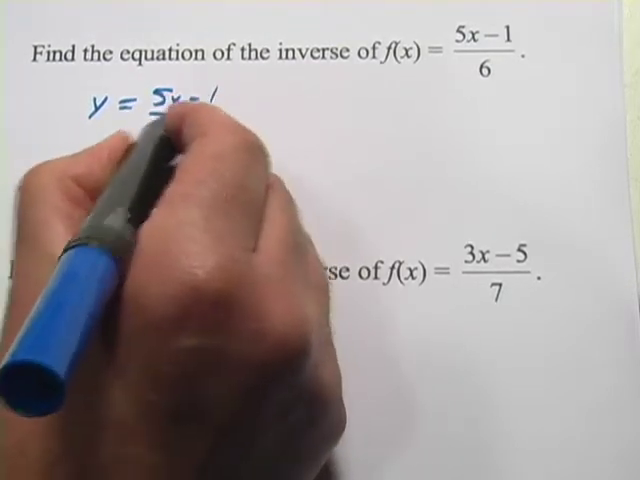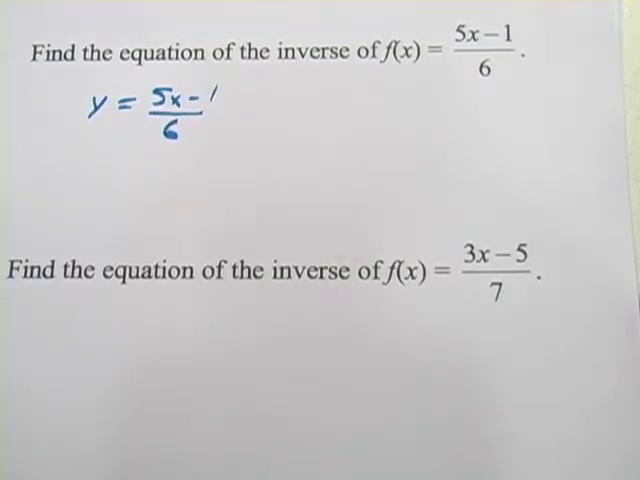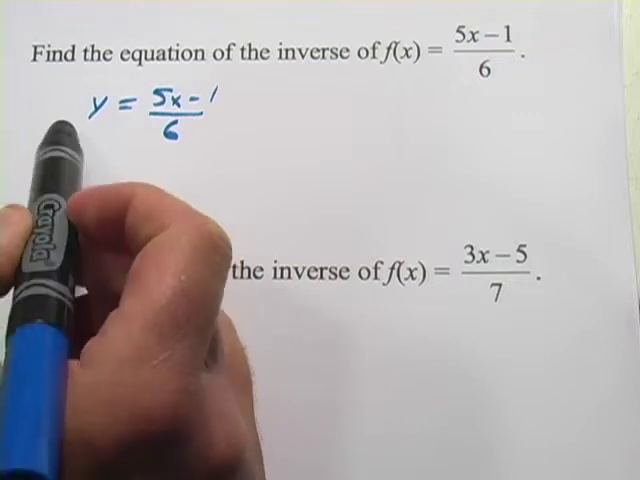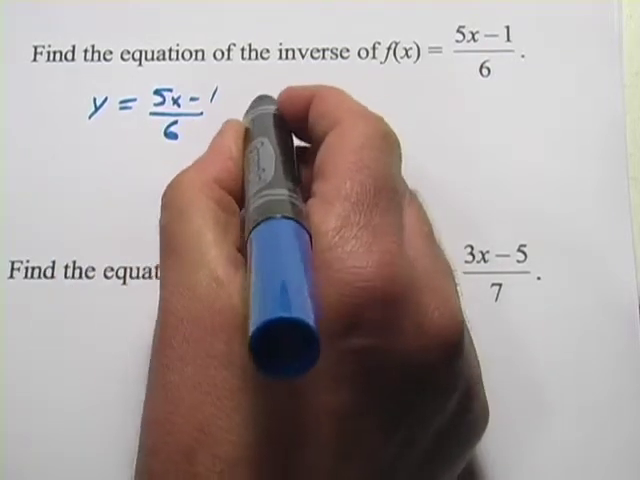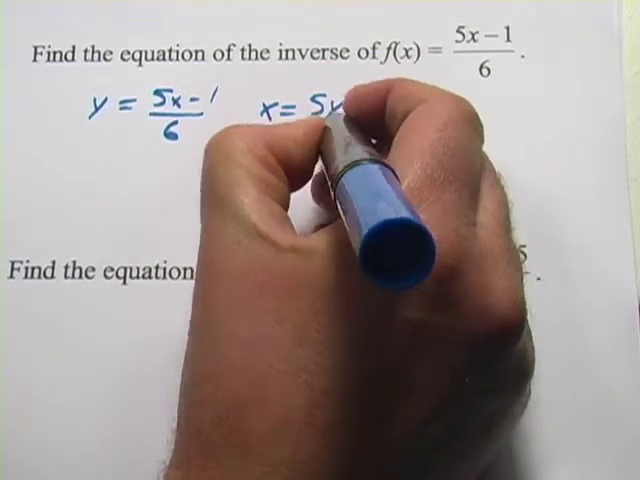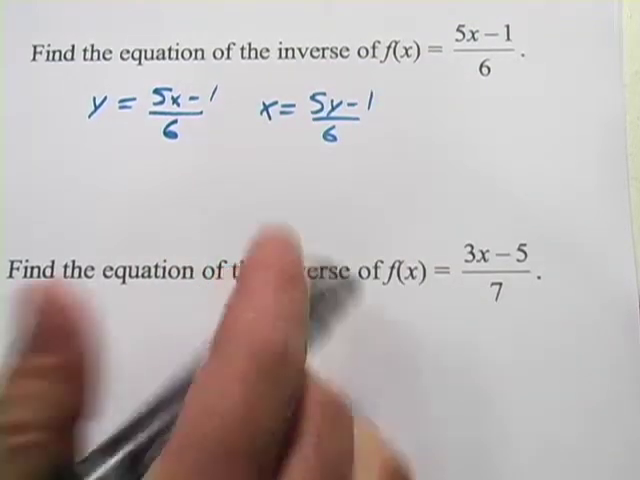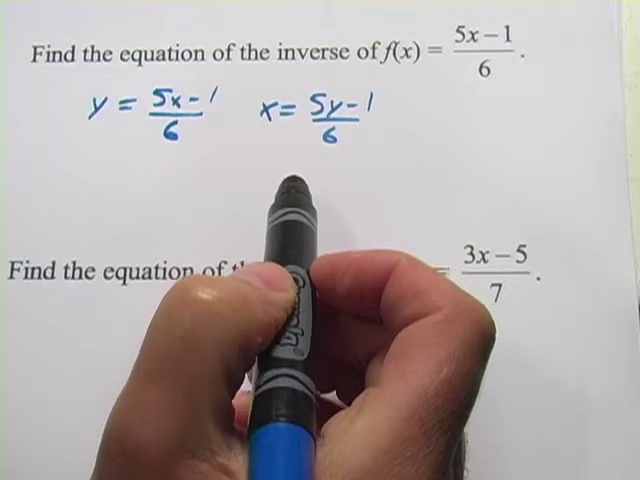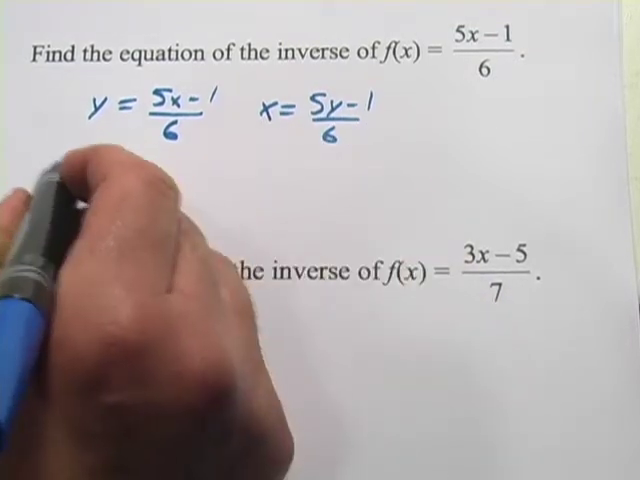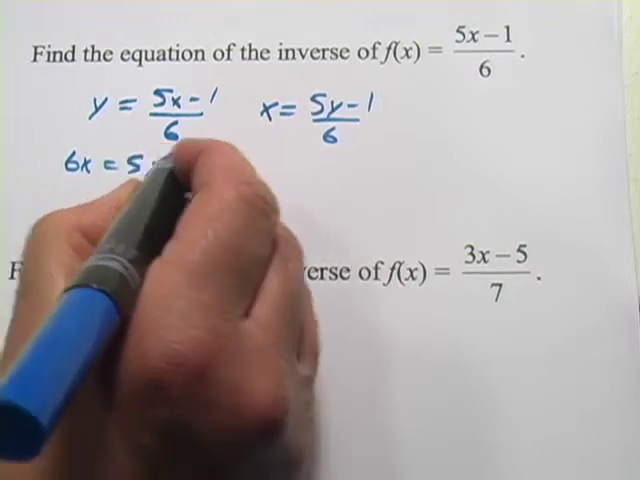That's the first step. Then the second step is to pull what I call the old switcheroo. You switch the places of the x and the y. So instead of y equals (5x minus 1) over 6, we get x equals (5y minus 1) over 6. And the next step is to try to solve for y again. So let's do that. I would multiply by 6 first. I'd get 6x equals 5y minus 1.